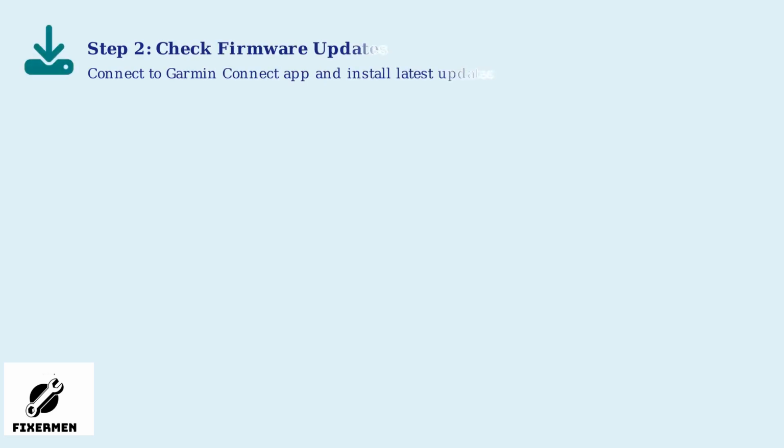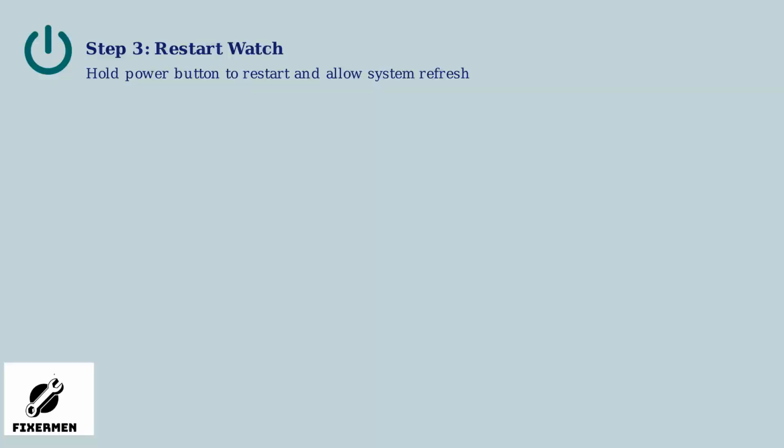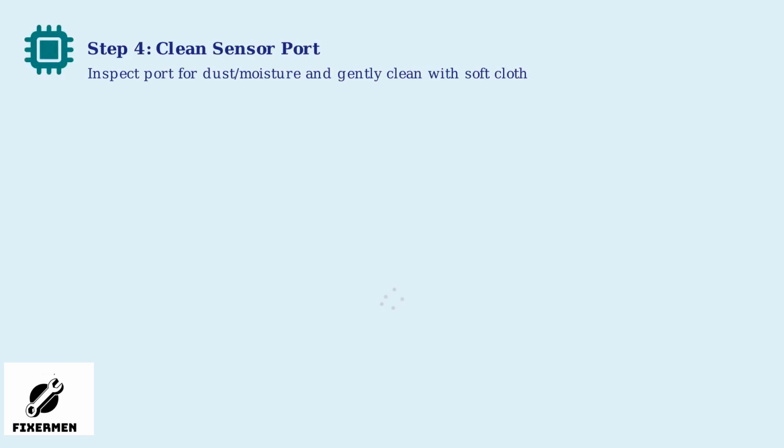Also, make sure your watch has the latest firmware updates. Garmin frequently releases updates that improve sensor accuracy. Restart your watch to refresh the system and sensors. Check the sensor port and clean if needed to ensure proper readings.